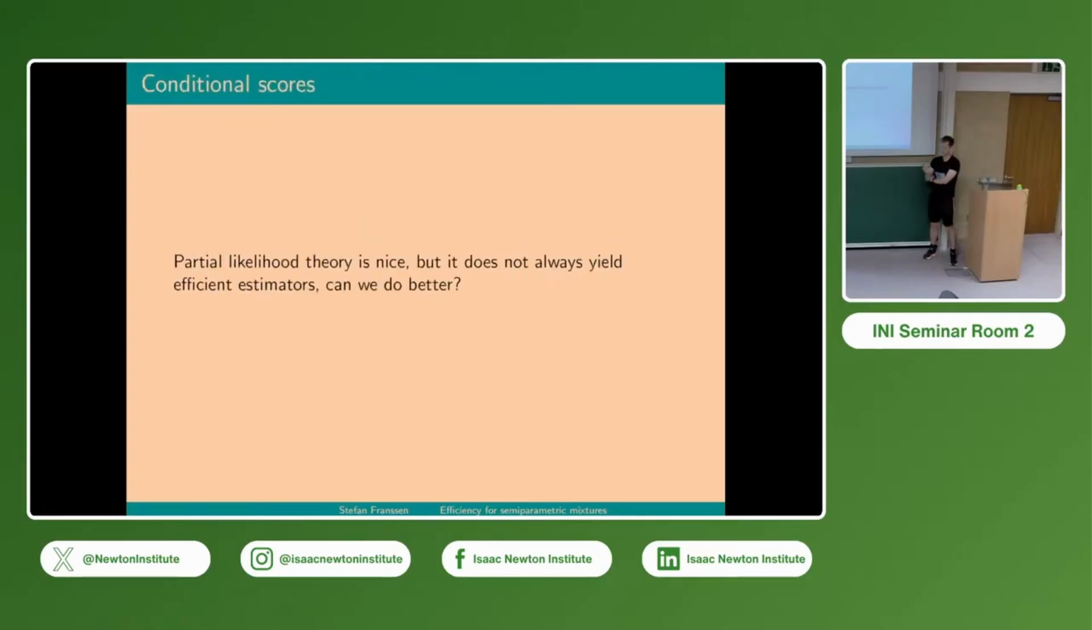So partial likelihood theory is nice, but then you have to figure out what these partial likelihoods are. You have to try to construct these least favorable submodels. There's a lot of work. Can we do something that's easier? Can we do something better? And even after you've done all this work, you might not even get efficient estimators.